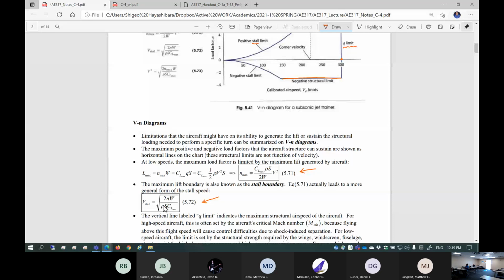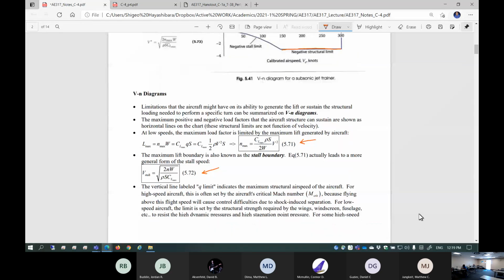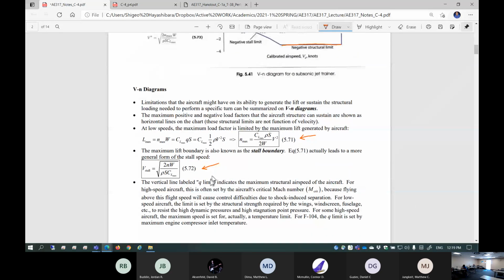So the stall speed is going to be a stall boundary right here for the lower side of the airspeed, okay? Now, the vertical line labeled Q limit indicates the maximum structural airspeed of the aircraft, usually the critical Mach number for a high-speed airplane.